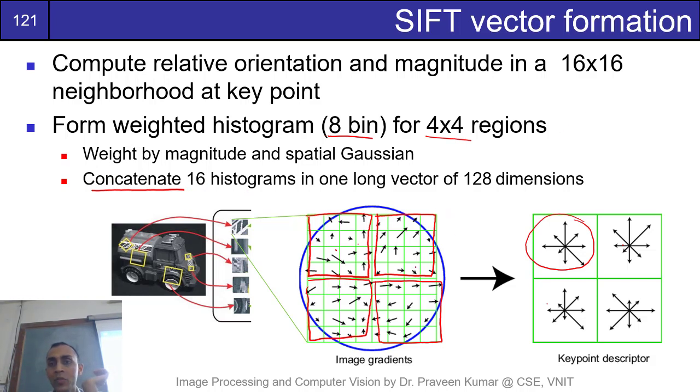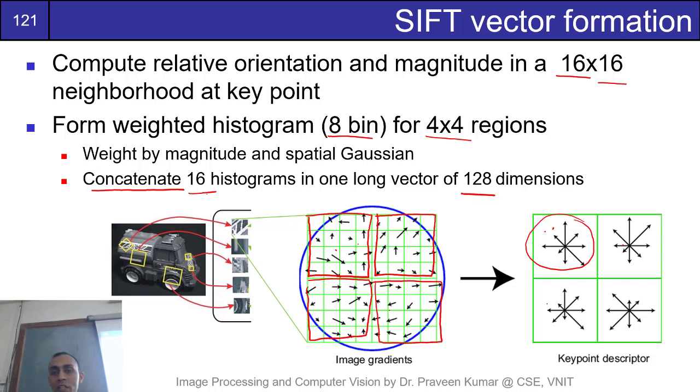Instead of 8 by 8, which I'm showing, actually they use a 16 by 16 neighborhood at every key point. So within the 16 by 16 neighborhood, they got 16 such regions. Here I'm showing only 4 regions, but they will actually get 16 such regions. So all these 16 histograms, they just concatenated into a single long vector, whose dimension will come out to be 128.